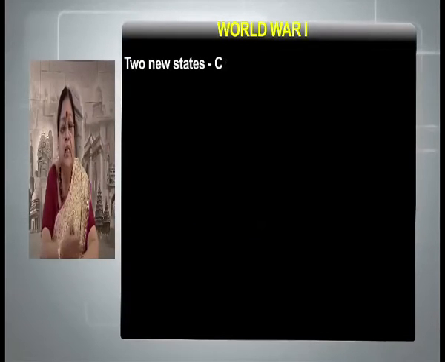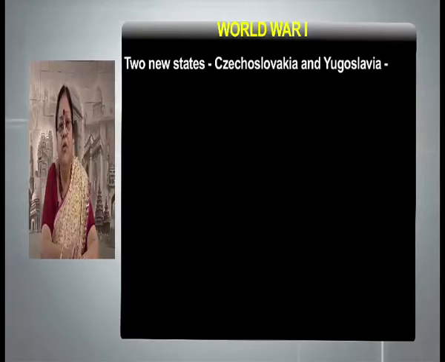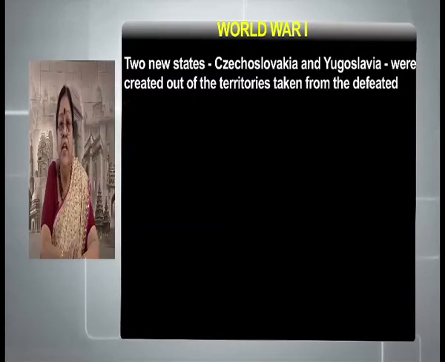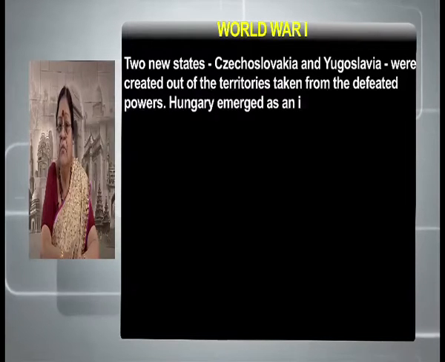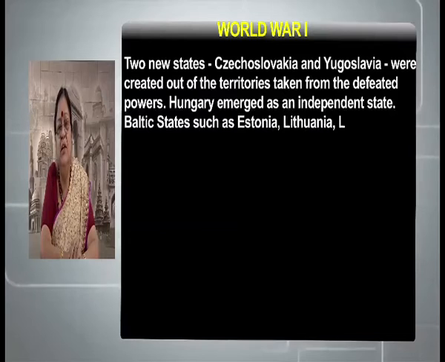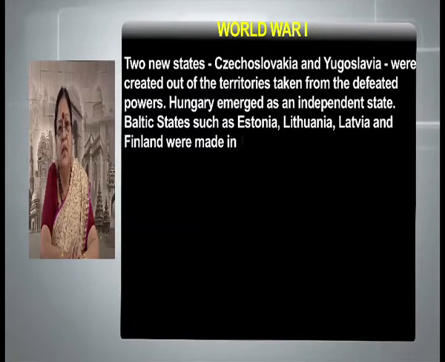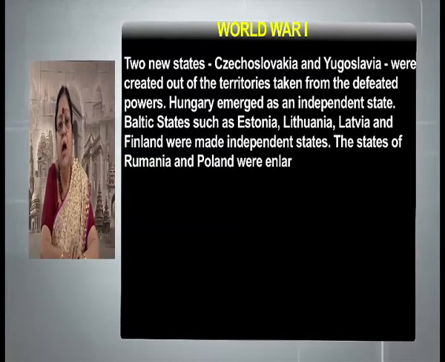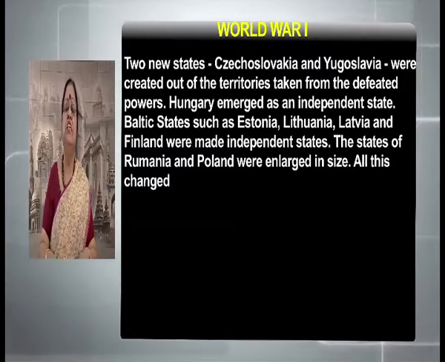Two new states, Czechoslovakia and Yugoslavia, were created out of the territories taken from the defeated powers. Hungary emerged as an independent state. Baltic states such as Estonia, Lithuania, Latvia and Finland were made independent states. The states of Romania and Poland were enlarged in size. All this changed the boundaries of most of the states of Europe.